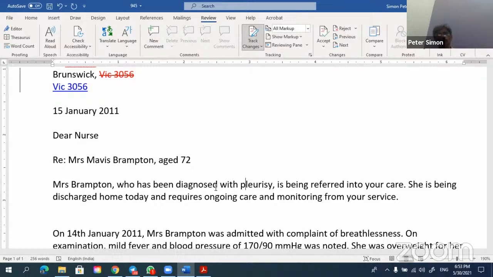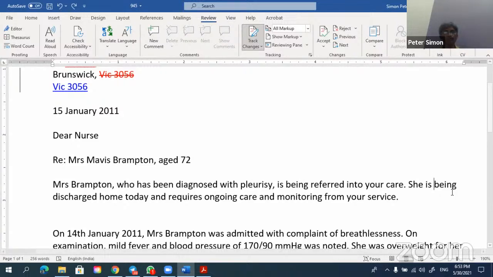She is being discharged. Why is "being" used two times? She is being referred into your care. She is being discharged home today. Why is this "being" repeated here? It's repetition. So either here or there, where do you want to remove it? You can remove one.